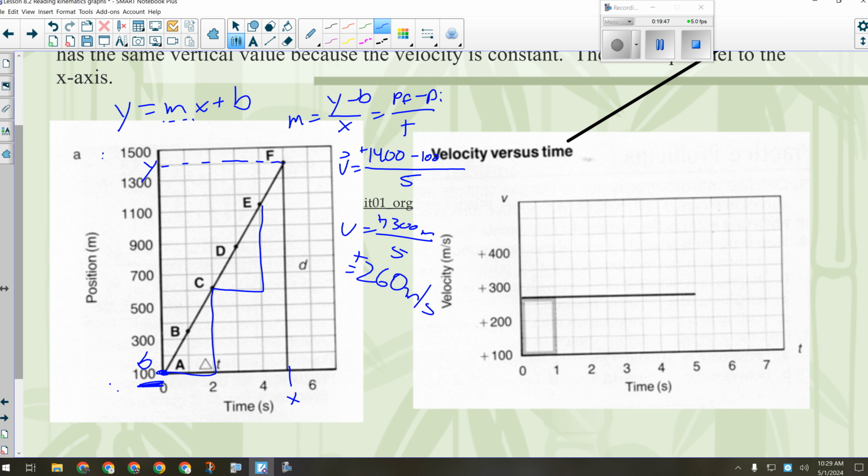Everybody okay with what I did? Did I have to use the y equals mx plus b, or could I have gone straight to final position minus initial position divided by time? Could have done it either way. Would have got the same answer.